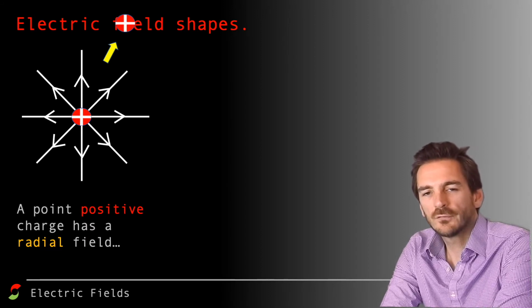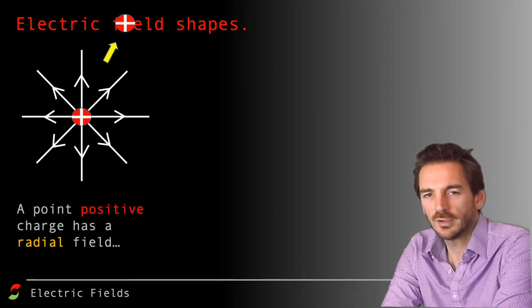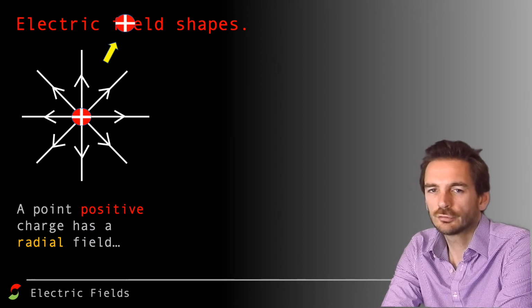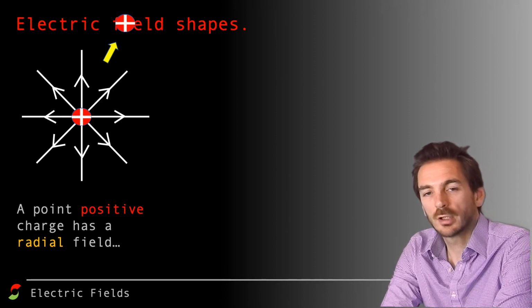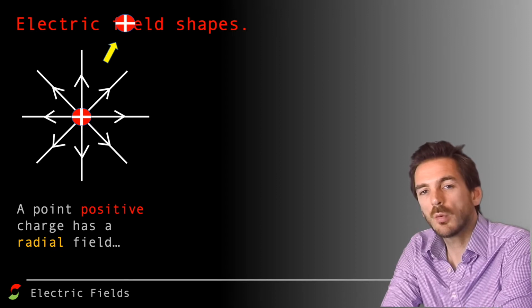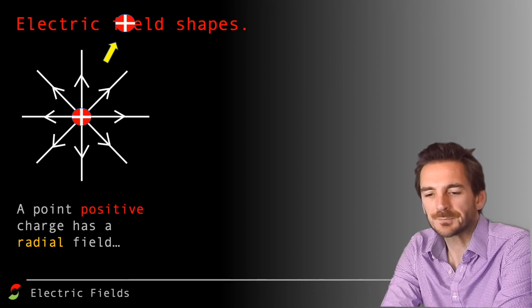In terms of strength of the electric field, this radial field shows that close to the point charge, the electric field is strong, or stronger, because the electric field lines are closer together. But the further we go away from the point charge, the electric field lines get further apart, and that shows that the electric field gets weaker and weaker as it moves away.